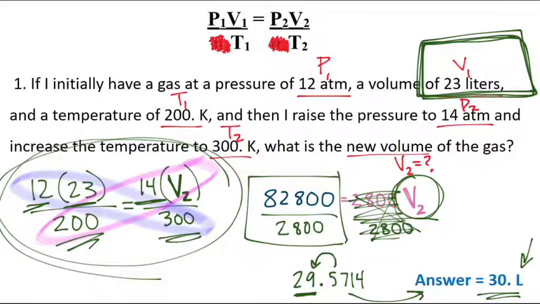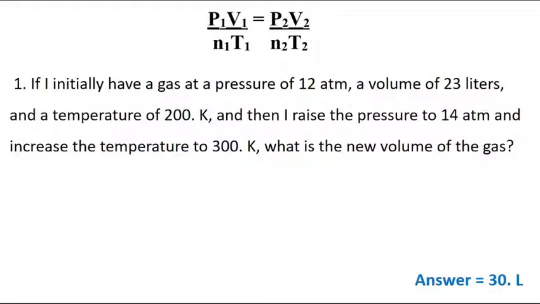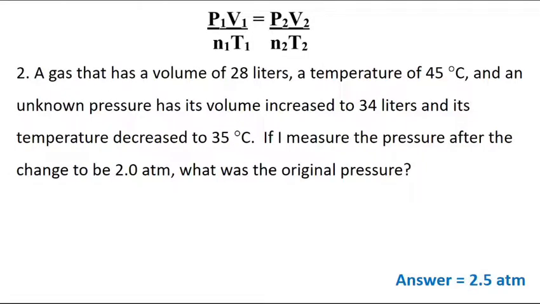I know there's a lot of numbers, but if you label them as you read the problem, then it's pretty simple to put them where they belong. Let's look at another example with a couple of little twists in here. As we're reading through, it tells us that our gas has a volume of 28 liters, so that's going to be my V1, a temperature of 45, that's my T1, an unknown pressure has its volume increased to 34 liters, so that's my new volume, my V2.